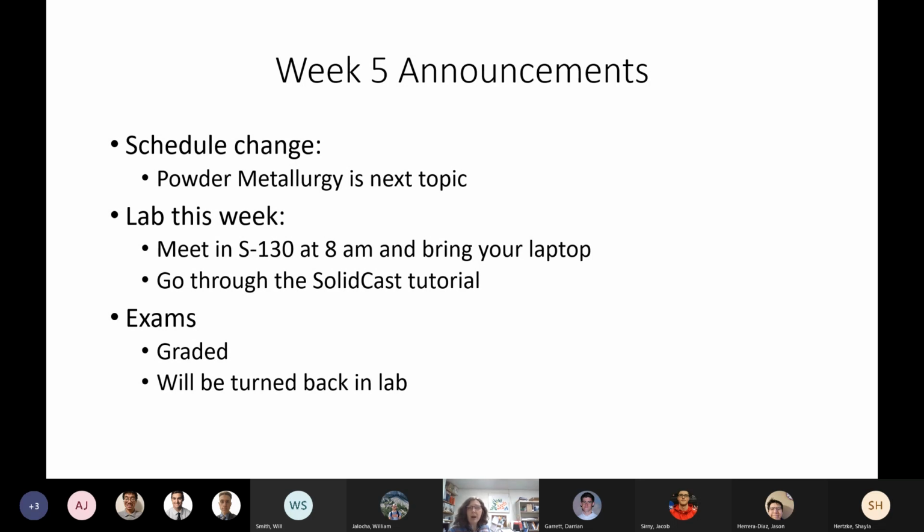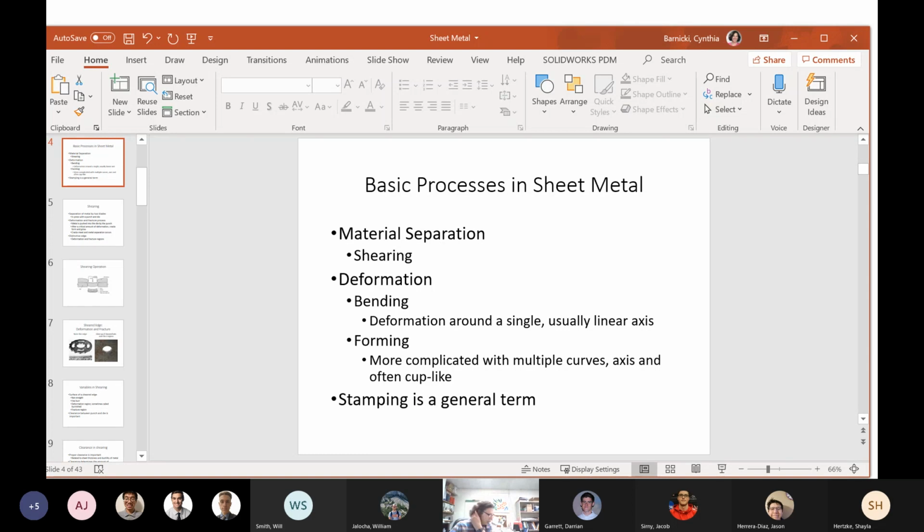I'll probably have some copies of it, but if you are a paper person, that might be helpful to have. I have not input the grades for the exam, but they're graded and I will turn them back in lab. If I forget, please remind me. Okay, that's it for the announcements. So let's move on to our sheet metal.